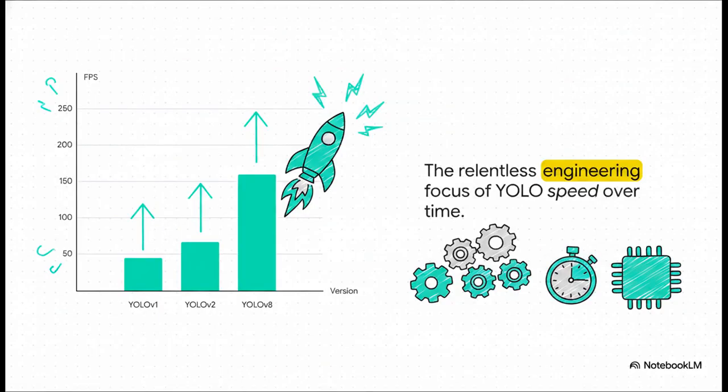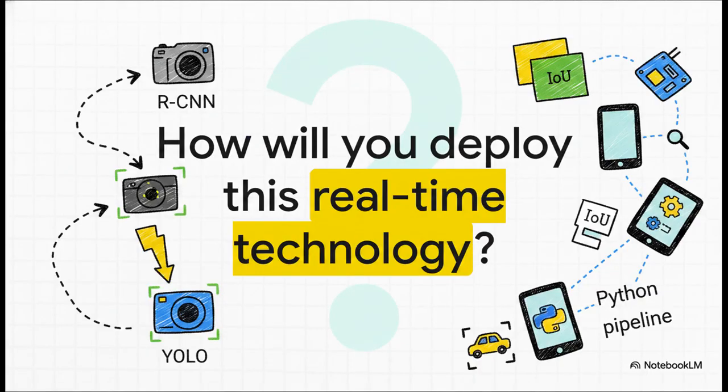And you can see the relentless engineering focus of the YOLO architecture over time just skyrocketing the frames per second. YOLO version 1 achieved a very respectable 45 frames per second. By version 2, they hit 67, and with modern iterations like YOLOv8, we are seeing speeds absolutely rocketing past 160 frames per second. I mean, that right there is the definition of high-performance real-time capability. So, we've traveled from the incredibly slow 47-second processing times of the early R-CNNs, right up to the blazing fast, elegant math of modern YOLO networks.